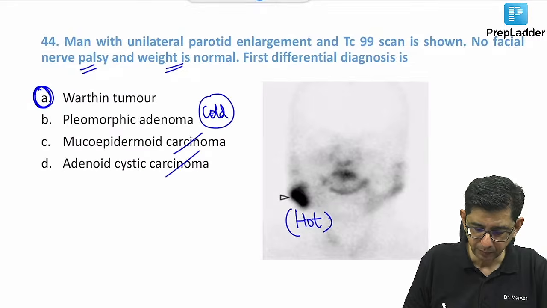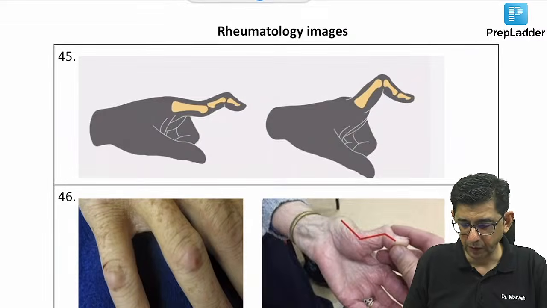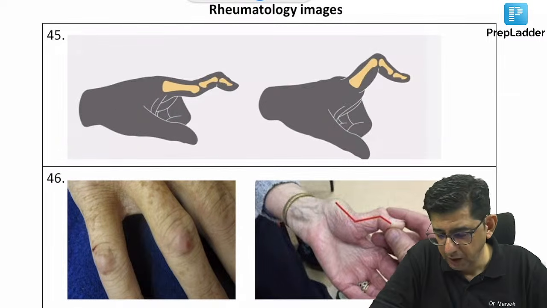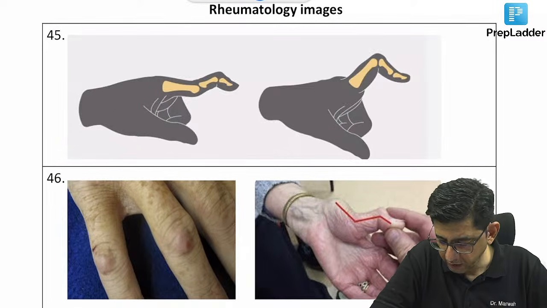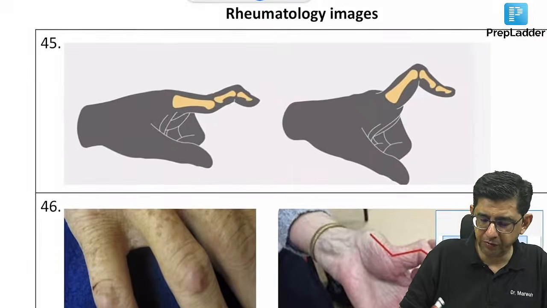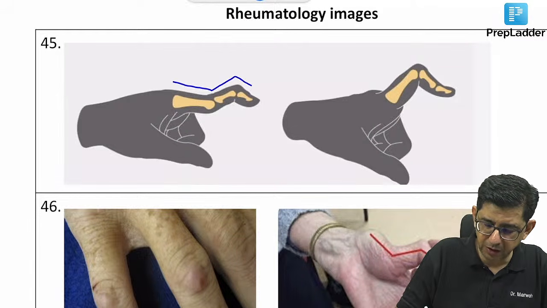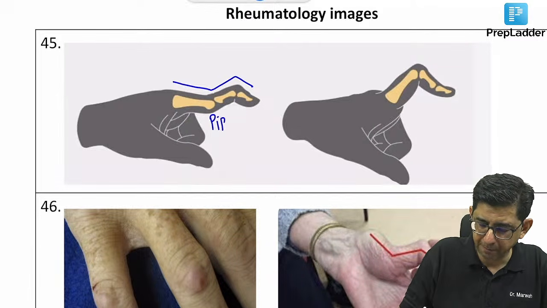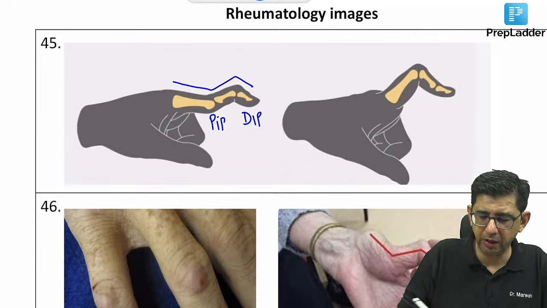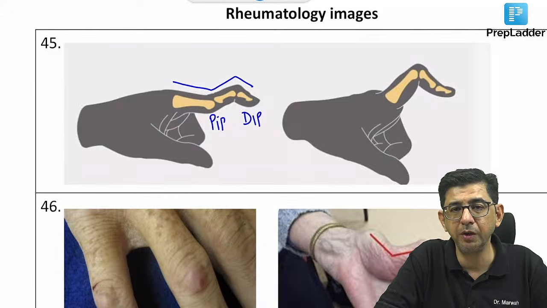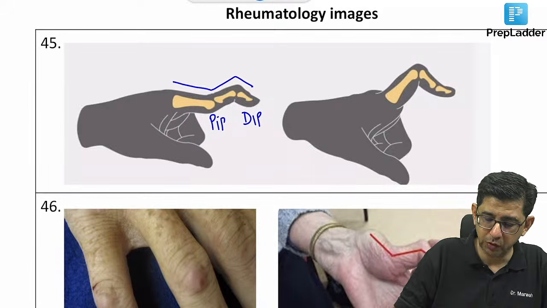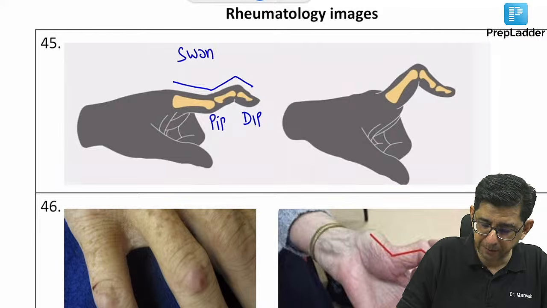The answer is A. Okay, moving to the next one. What you can pick up here is a very classical manifestation of swan neck deformity, where you can see that there is an extension and a flexion. This is PIP, this is DIP of the patient, and I can notice that there is an extension at the PIP and a flexion at the DIP. So this would be a swan neck deformity.